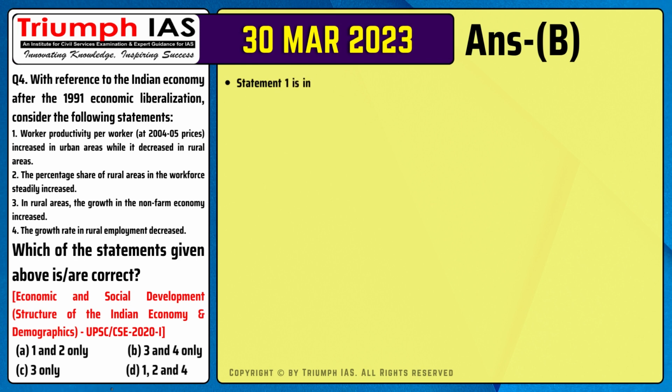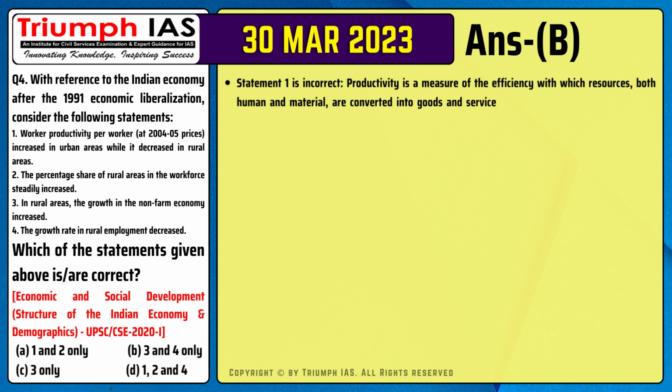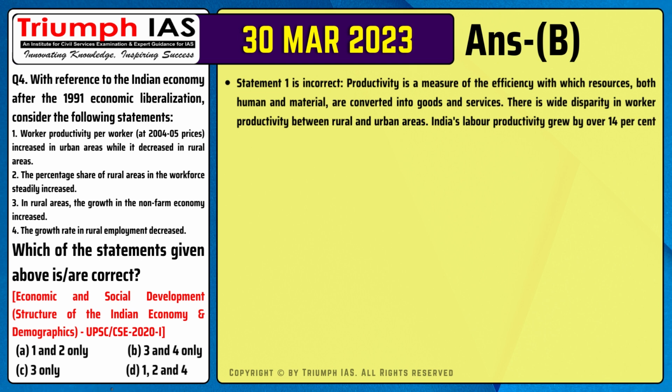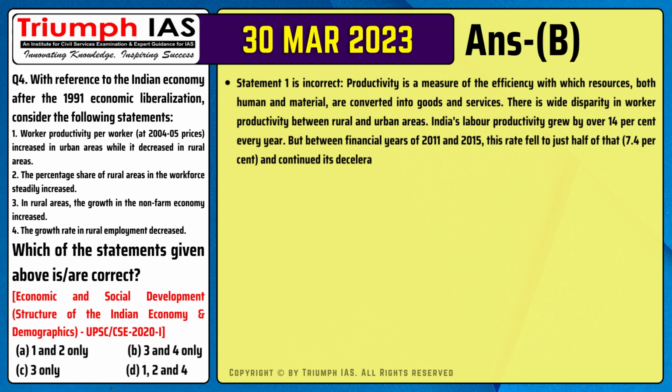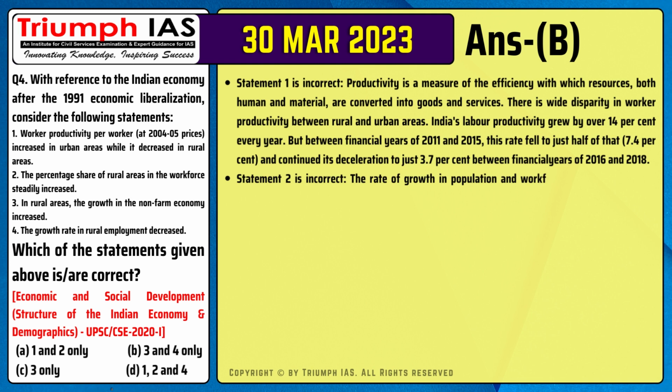The correct answer is option B. Statement 1 is incorrect. Productivity is a measure of the efficiency with which resources, both human and material, are converted into goods and services. There is wide disparity in worker productivity between rural and urban areas. India's labor productivity grew by over 14% every year. But between financial years of 2011 and 2015, this rate fell to just half of that, 7.4%, and continued its deceleration to just 3.7% between financial years of 2016 and 2018. Statement 2 is incorrect. The rate of growth in population and workforce during the last 4 decades in rural areas have always been lower than that of the urban areas.